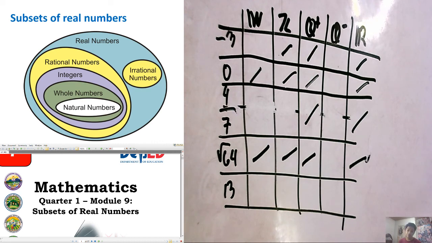Okay, next. 13. 13 is a whole number. A whole number is also an integer. An integer is also a rational number and a real number. So that is an example. Those are the examples of subsets of real numbers.